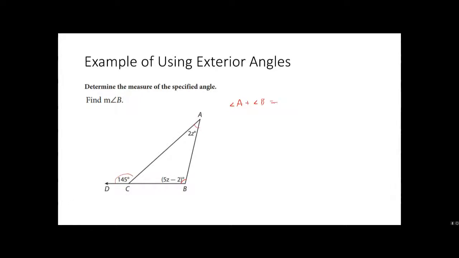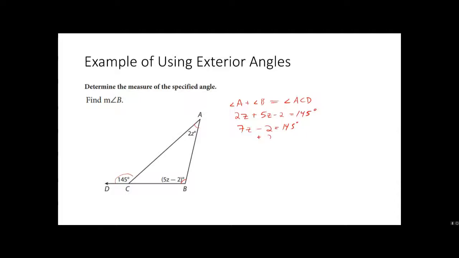All right, it should equal angle ACD, and that's the exterior angle. So angle A is 2z, and angle B is 5z minus 2, equaling 145 degrees. Notice I'm using the exterior angle theorem. Combine like terms: we're combining the z's. We haven't touched the minus 2 yet.